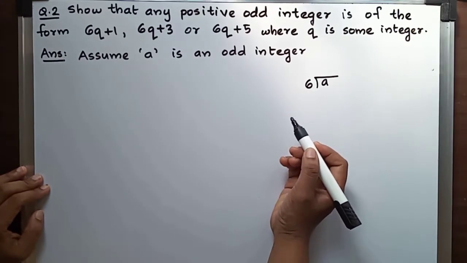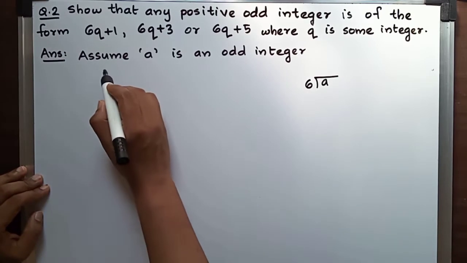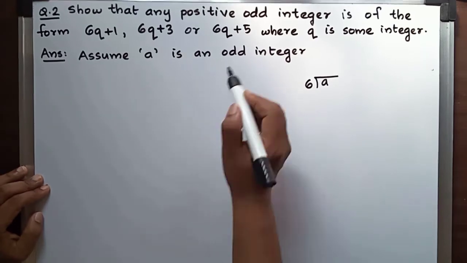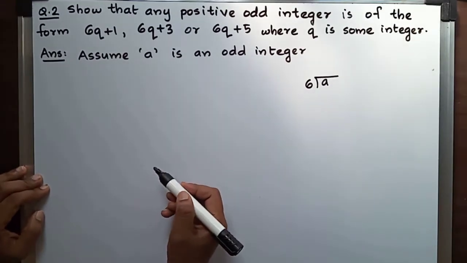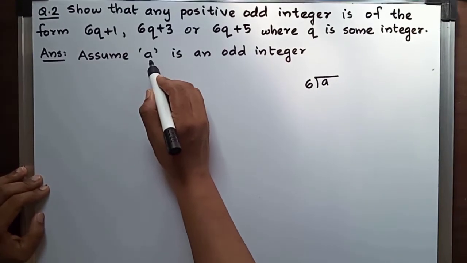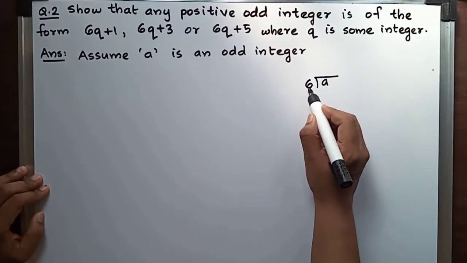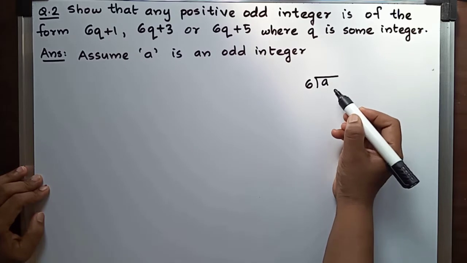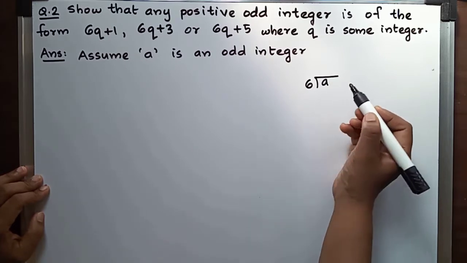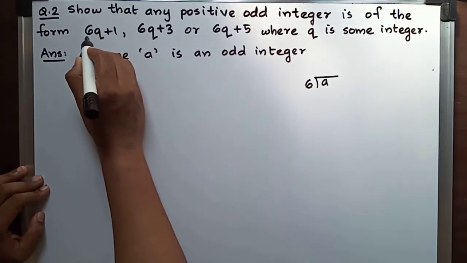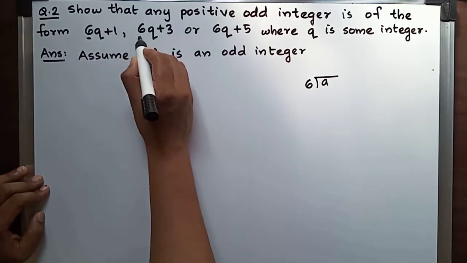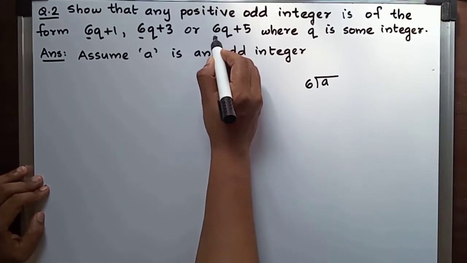First let us assume a is an odd integer. We will start like that. a is an odd integer. Then we are going to divide a by 6. Why did we choose 6 here? See, in the question, we have 6q plus 1, 6q plus 3 and 6q plus 5.